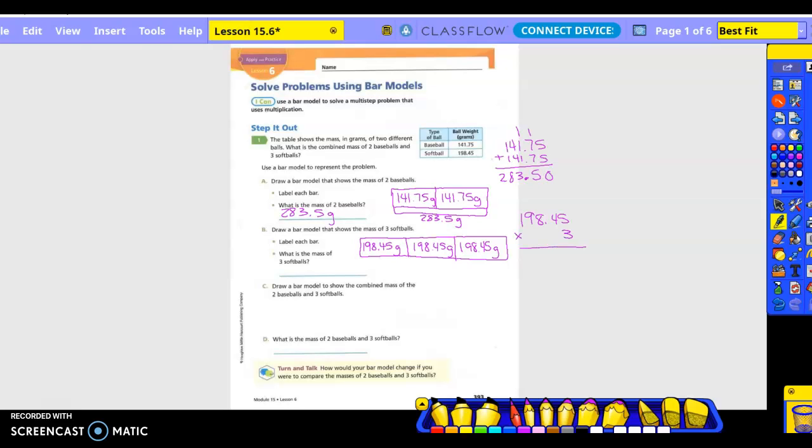I'm going to take it times 3 this time. So 3 times 5 is, carry the 1. 3 times 4 is, plus 1 is, carry the 1. 3 times 8 is, plus 1 is, carry the 2. 3 times 9 is, plus 2 is, put the 9, carry the 2. 3 times 1 is, plus 2 is, how many decimal places? 2. So the total weight is 595 and 3,500 grams.